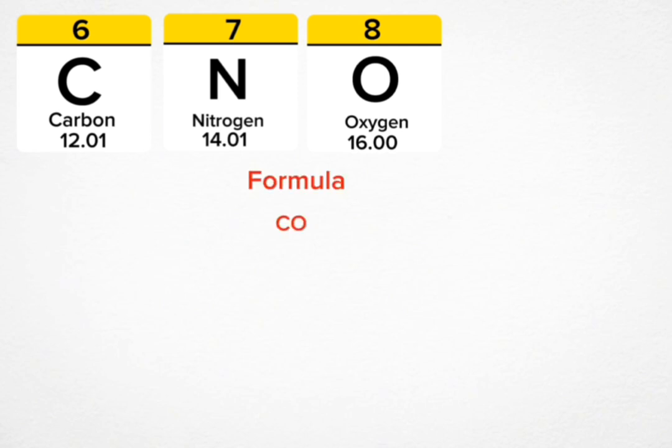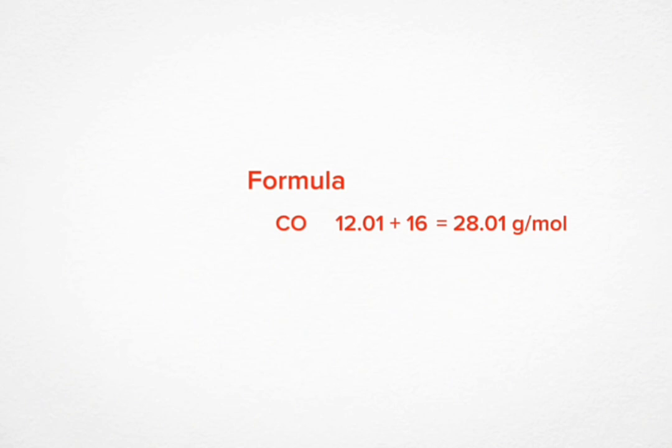Let's try a few examples. Carbon monoxide has 1 carbon and 1 oxygen. So we add 12.01 for carbon and 16 for oxygen to get a molar mass of 28.01 grams per mole. In general, the units of molar mass are grams per mole. However, it is very useful to write the molar mass as an equality. 1 mole of carbon monoxide has a mass of 28.01 grams.